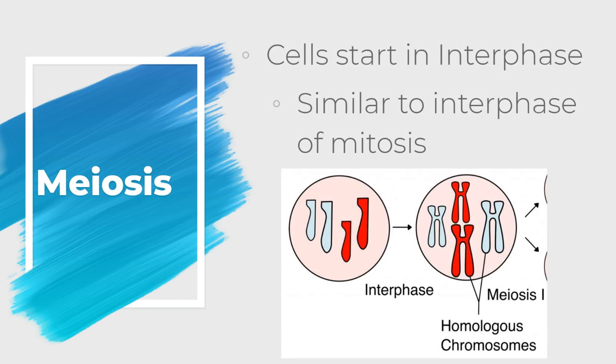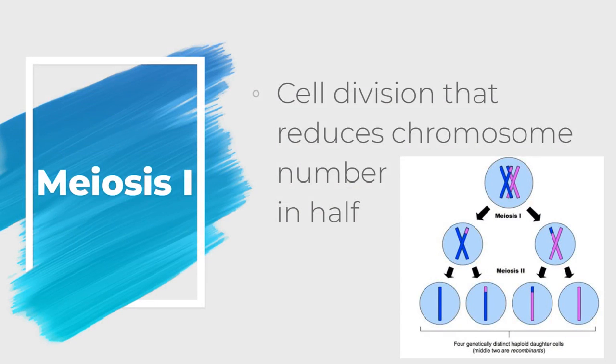The cells are going to start in interphase, and it's very similar to the interphase of mitosis. We are going to go through the DNA replication, and we are going to have the 92 chromosomes, just like in mitosis. In meiosis 1, this is the first cell division. So in this image, it's just going from one cell into 2. We are going to reduce the chromosome number in half so that each new cell has a full set of chromosomes.